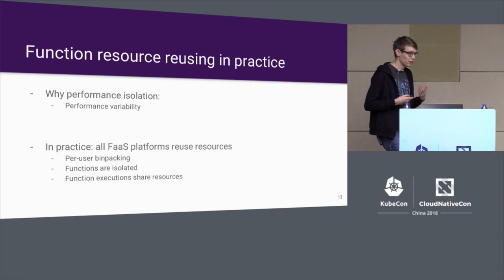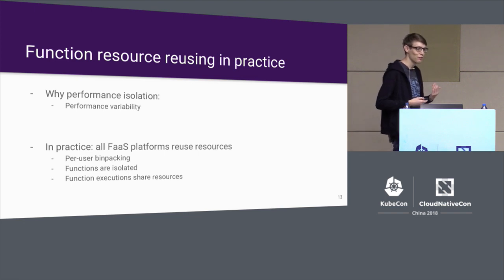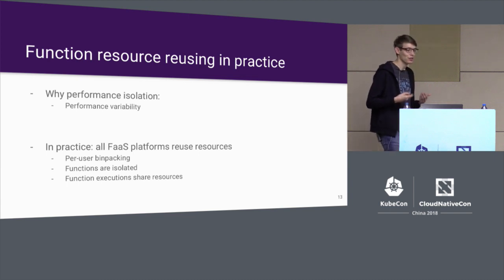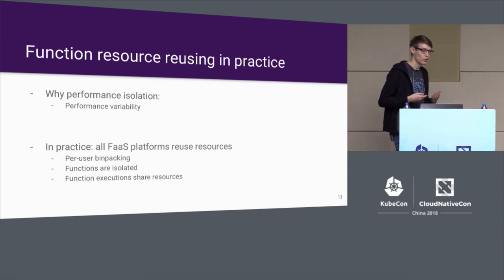And that's not to say that the leftmost example is always a bit silly, because there are many reasons why you actually want to have this performance isolation. For example, if you have very security-sensitive functions where you don't want executions to influence each other or eavesdrop on each other. But in practice, we see that all function serverless platforms actually use some form of resource reusing.